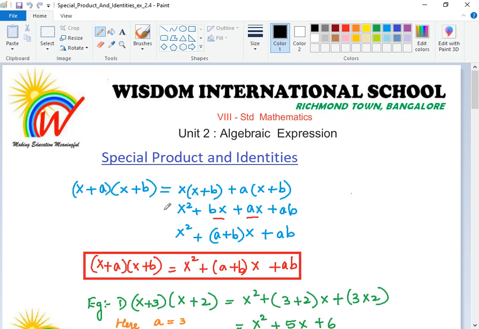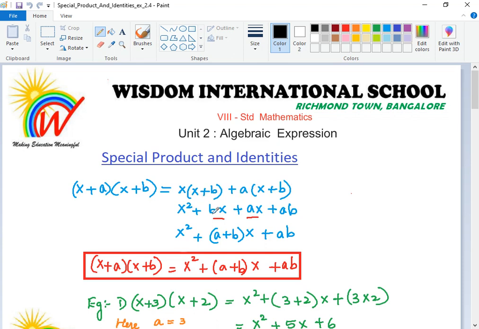So when you have a binomial multiplied with a binomial, and the condition is something like this: you have x plus a and x plus b, where a and b could be some numbers, and the x and x are the same, and these two are different numbers, then you can multiply it using the method we have learned already, the distribution. So x with the x plus b over here, plus a with the x plus b over here.